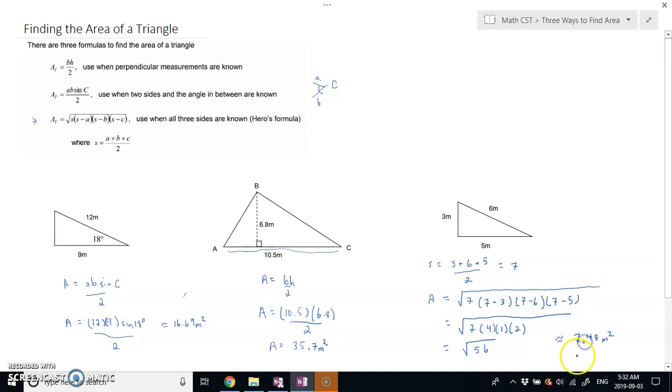Okay, and that's how you use Hero's formula. And this one, as I say, is the most common standalone area formula on the multiple choice section of the test, and you often need to use it on the long answer questions that I'll go through in another video, and combined with sine law as well.